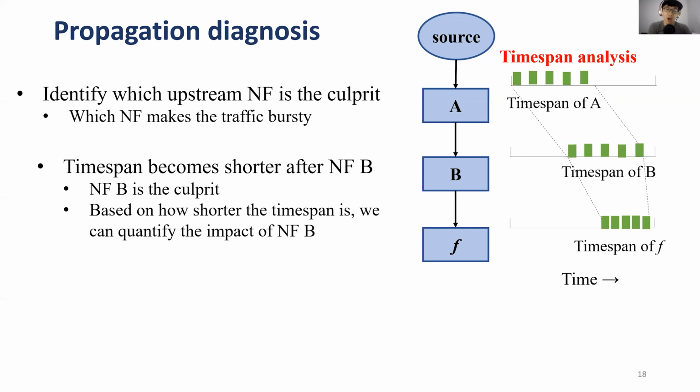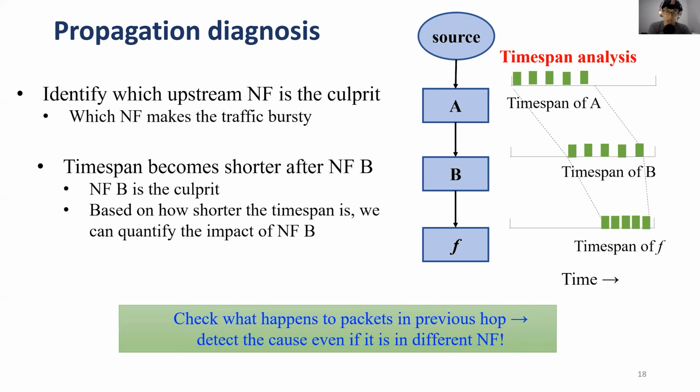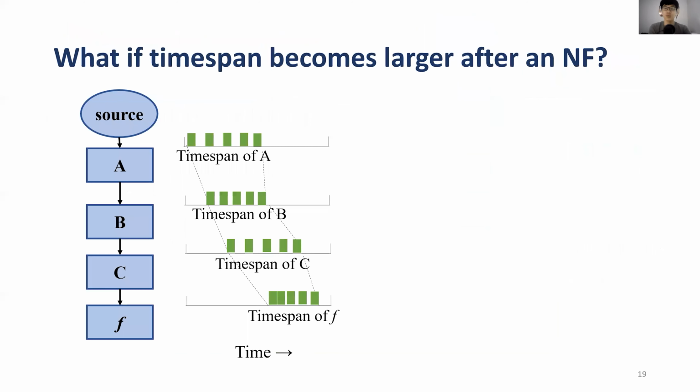Moreover, based on how much shorter the time becomes, we can quantify the impact of NF B. Using time span analysis, Microscope can detect the cause even if it is located in different network functions. The diagnosis algorithm has several challenges.